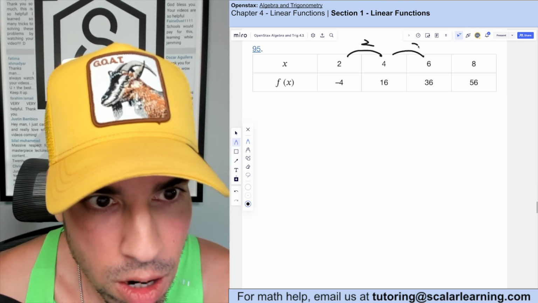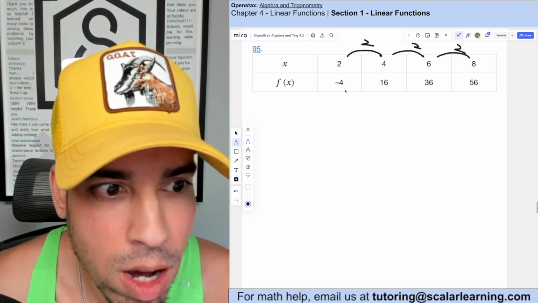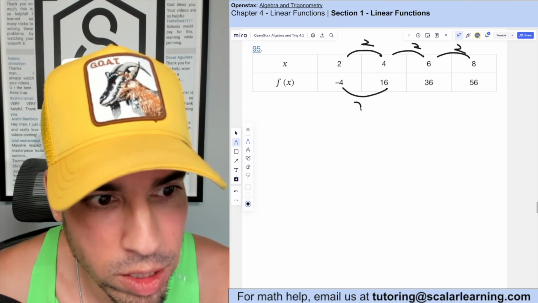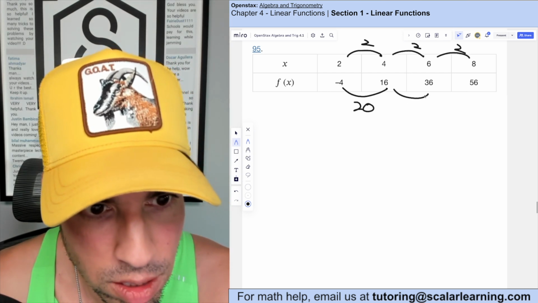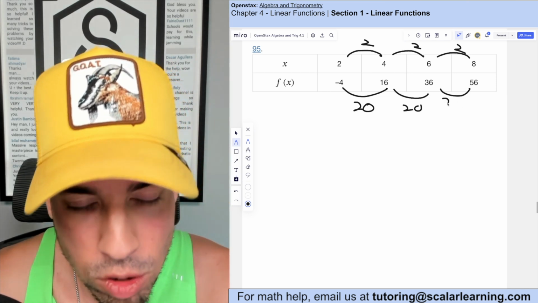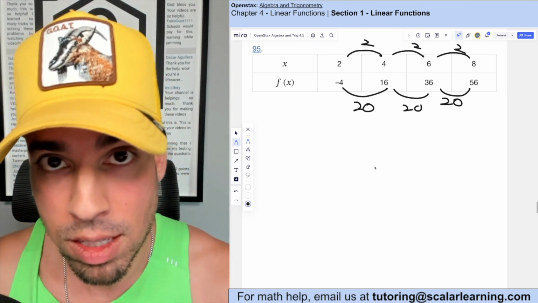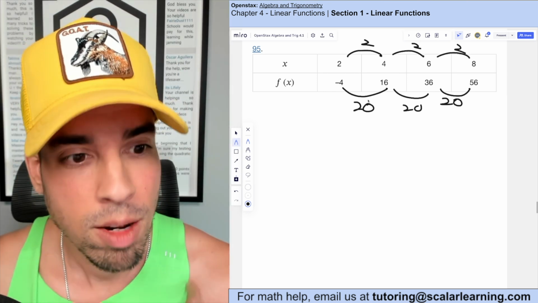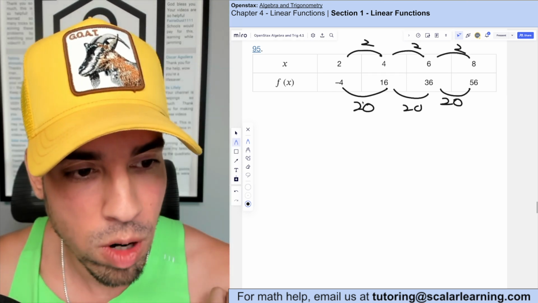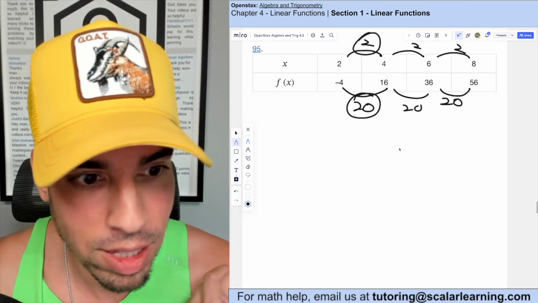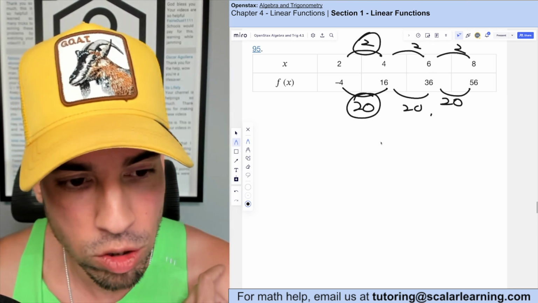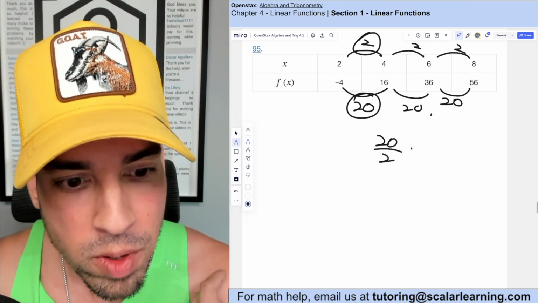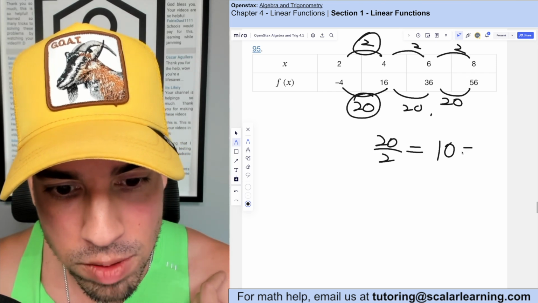For this one, let's first check the rate of change for the x's. Each one is going up by 2. And for the y's, everything is going up by 20, right? Negative 4 plus 20 is 16. Again, 20. And again, 20. So this is promising that this is indeed a linear function because we need a constant rate of change. My rate of change is rise over run, change in the y's over change in the x's. Every time it's 20 over 2, which means we have a nice slope of 10.